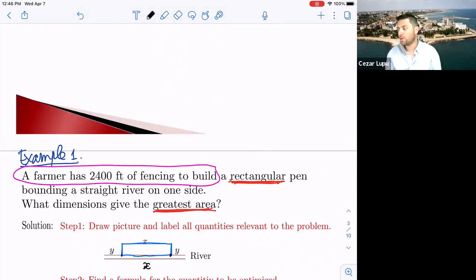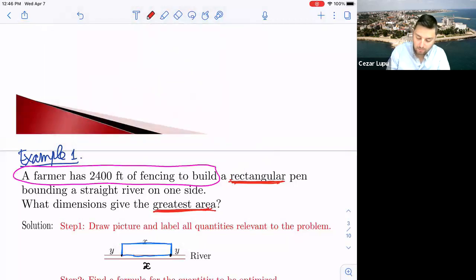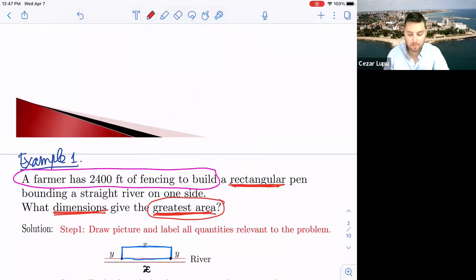So we're dealing with the rectangle. And what do we know? Can you tell me? But before we go into that, what do we need to find? We need to find the greatest area, right? And what is the greatest area? Keep in mind that this is what we want to find, the dimensions of the greatest area. So what is the area of the rectangle? Do you remember?